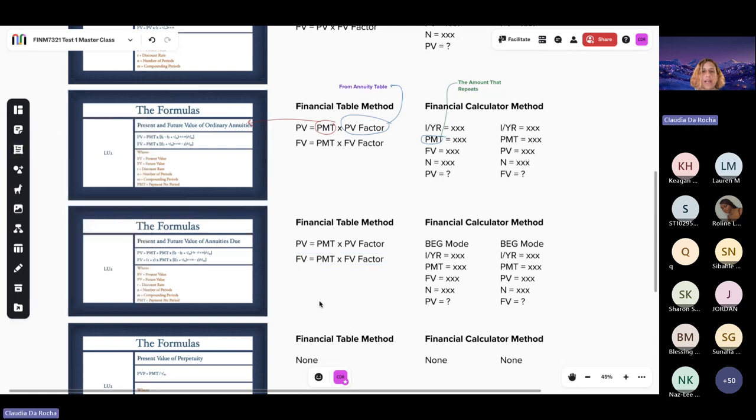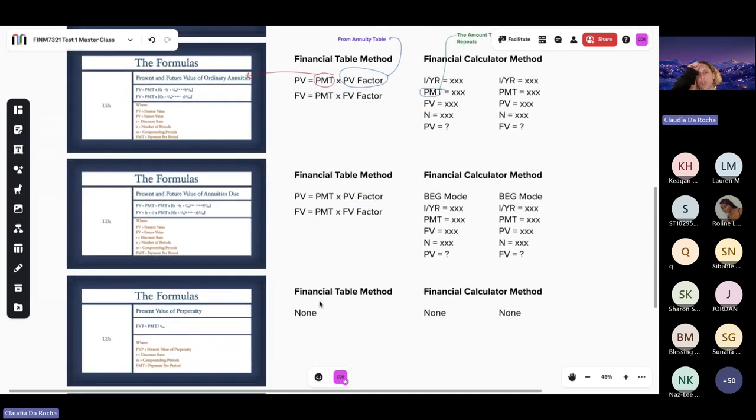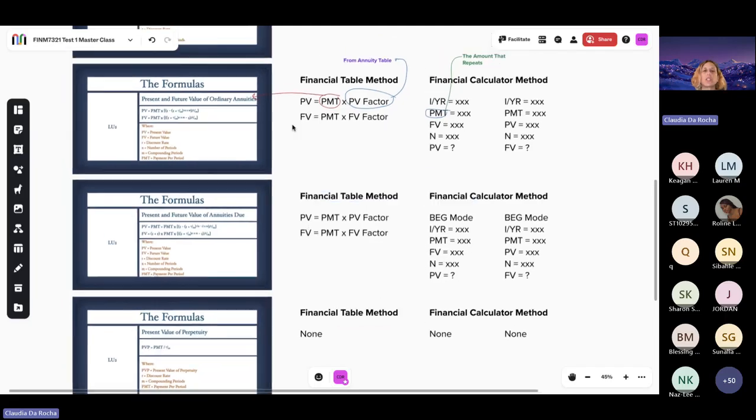All right. Then with annuities due, so again, here we did the ordinary annuity, which is we receive the amount, we pay the amount that repeats at the end of the period. Here we're doing annuity due, and the only difference is that we now make the payment or receive the payment at the beginning of the period.